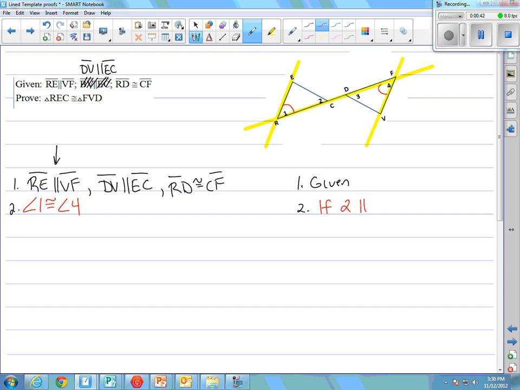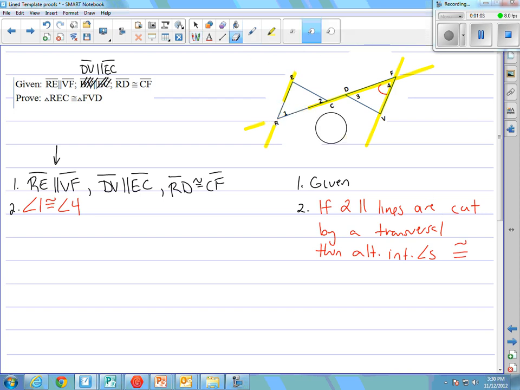two parallel lines are cut by a transversal, then alternate interior angles are congruent. Okay. So that being said, I'm now going to do the same thing, but looking at the second set of parallel lines.